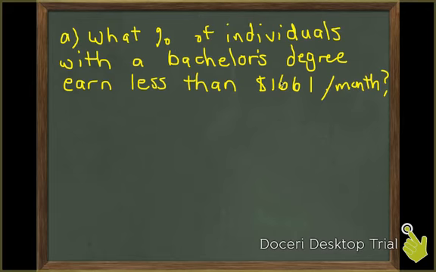The first question is asking what percent of individuals with a bachelor's degree earn less than $1,661 a month. So what I would do to begin with is go ahead and draw a picture of what we are given in this problem. So we're going to draw our bell-shaped curve. We know that the mean of our data is 2,116. We know that the standard deviation is 455, so that puts 1 standard deviation to the right at 2,571.